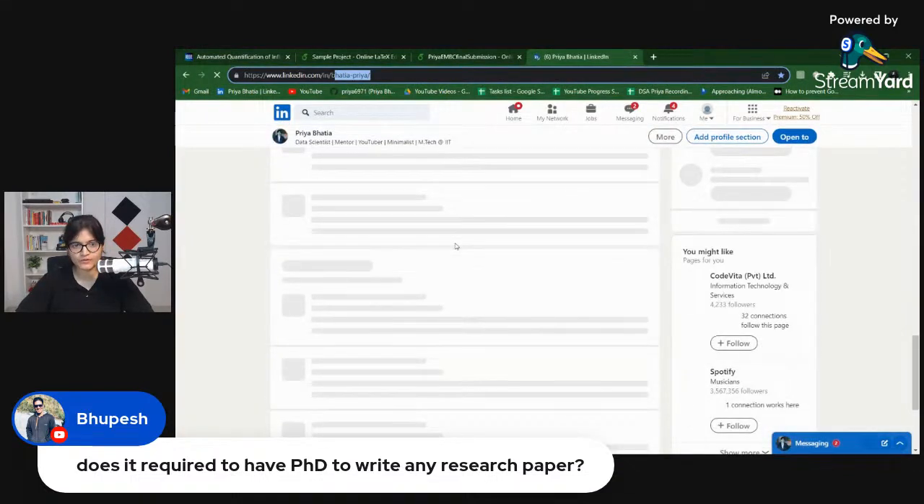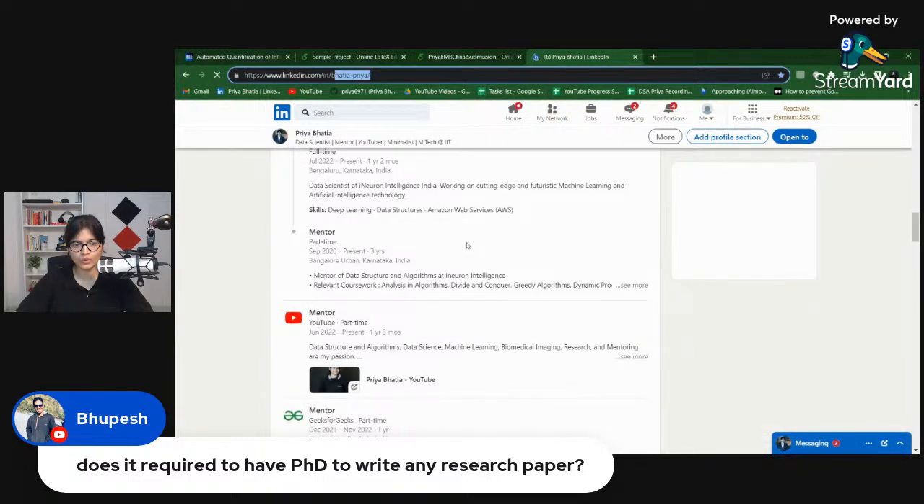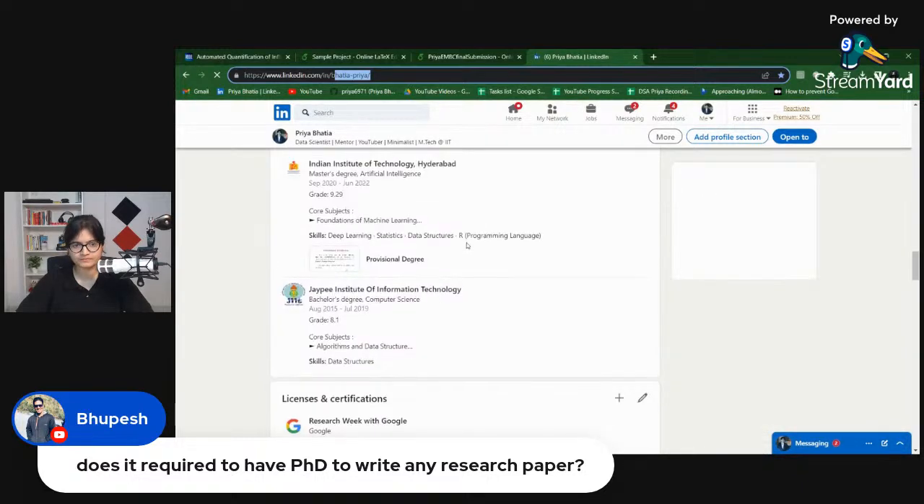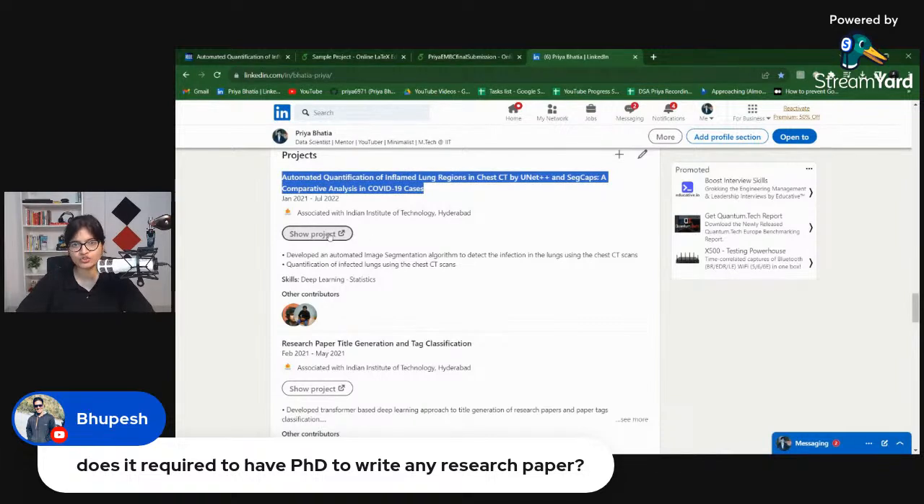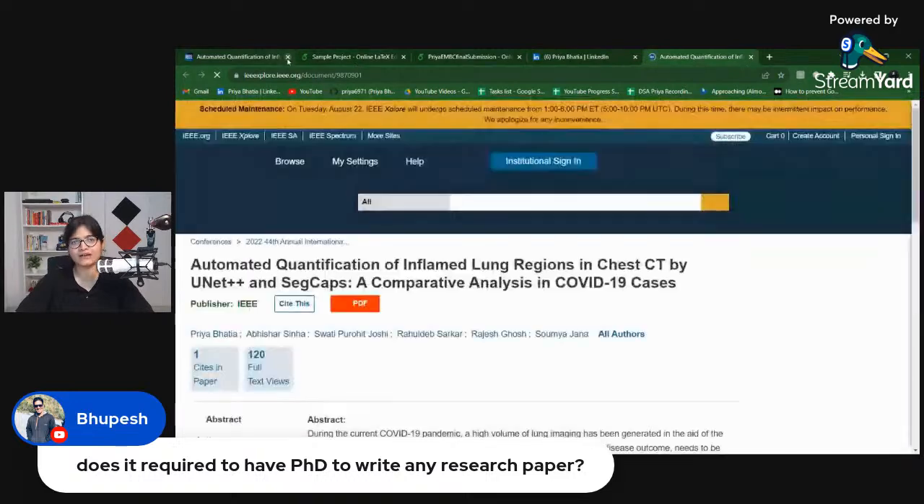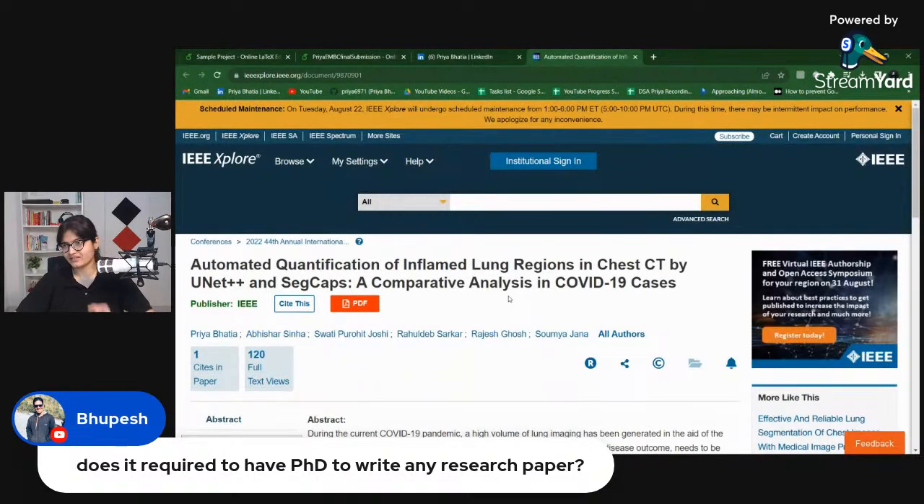So here, if you observe, if you just go below, here is the project name, automated quantification of inflamed lungs. If you just click on this show project, you will be able to get that IEEE link which I just opened up, and you will be able to get the same research paper which I just showed you.